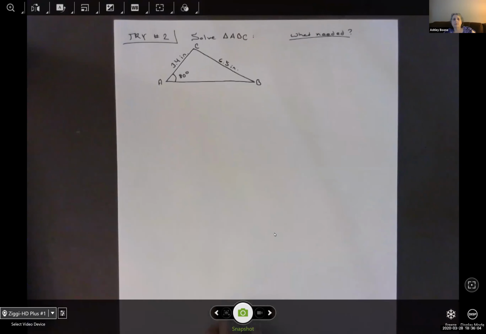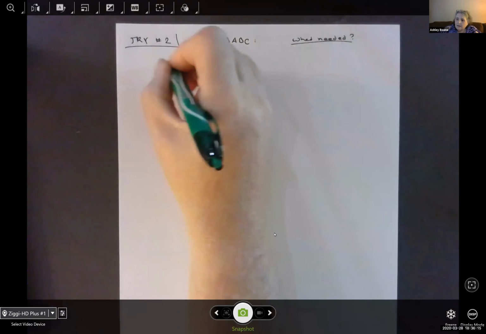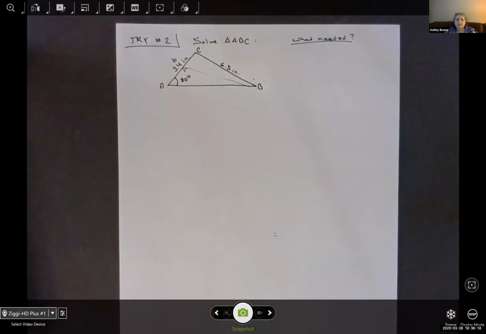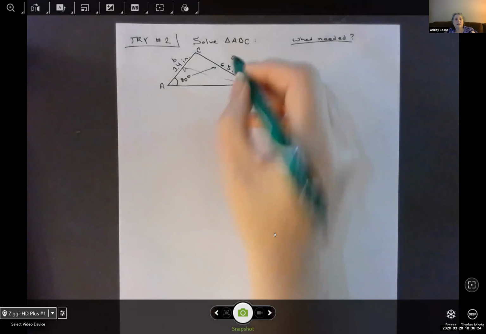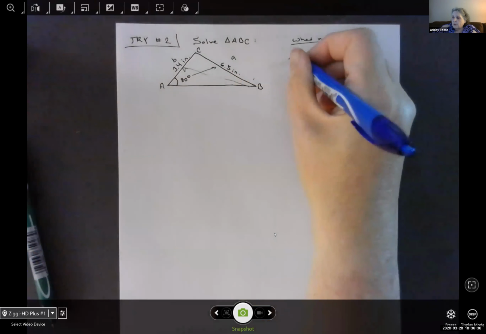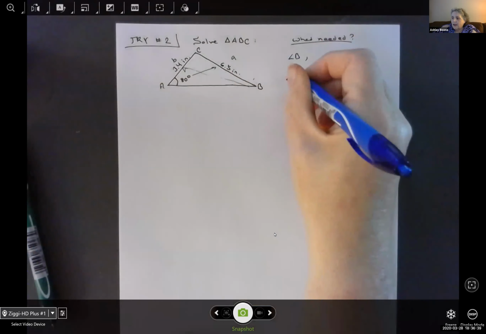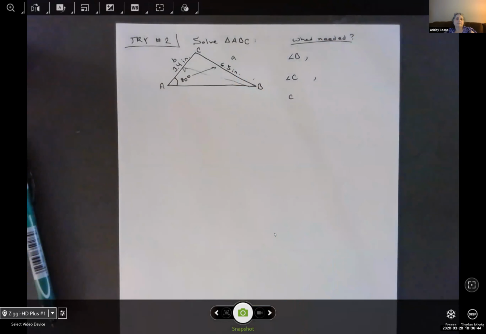Our second problem that said try, we were given a triangle ABC where angle A is 80 degrees. Side B, because it's opposite of B, this would be side B is 3.4 inches. The side opposite the 80 degrees, or angle A, is 6.5, so that's side A. And we don't have any other information. If you're asked to solve a triangle, look at what's missing. We don't know angle B, we don't know angle C, and we don't know side C. Those are the things we're looking for, okay?